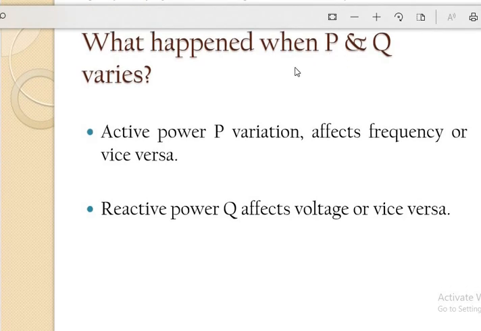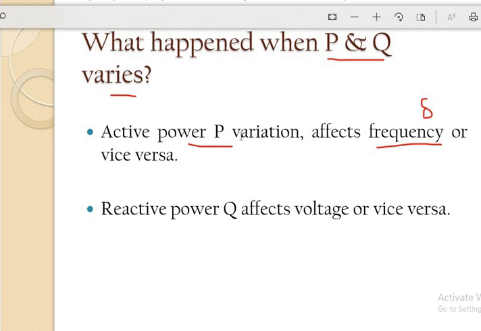Now let's see what will happen when active power P and reactive power Q vary. Why do we need them constant? We can see that in the third module, while we were discussing load flow analysis, we discussed that active power P variation affects the frequency, or we can say the angle delta. What is this angle delta? Delta is the load angle or the torque angle of a machine. So active power P mainly depends upon the load angle or the torque angle, or otherwise I can say the frequency of a system, or vice versa.